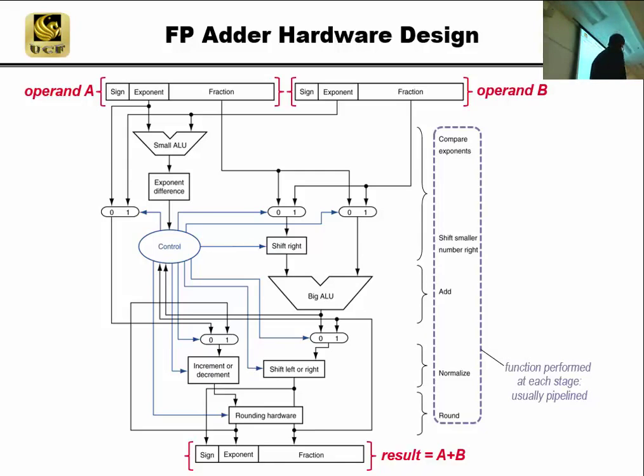There's rounding hardware, which don't worry about. It just adds a half and then cuts off the bits, and then we get the result in terms of what? Fraction, we did. What about the exponent? Where does the exponent come from? What's this about?